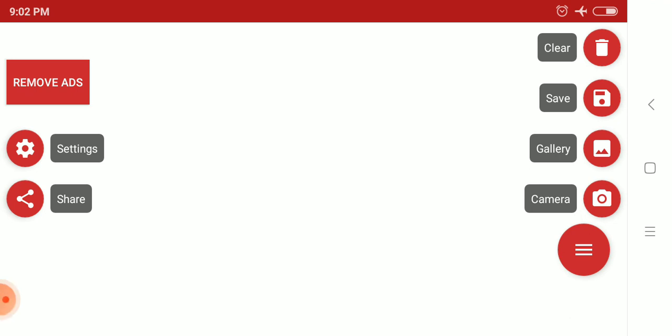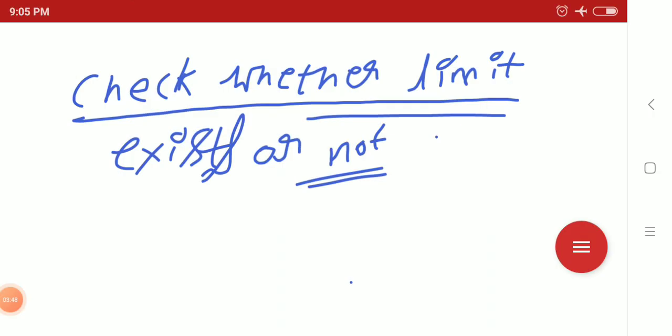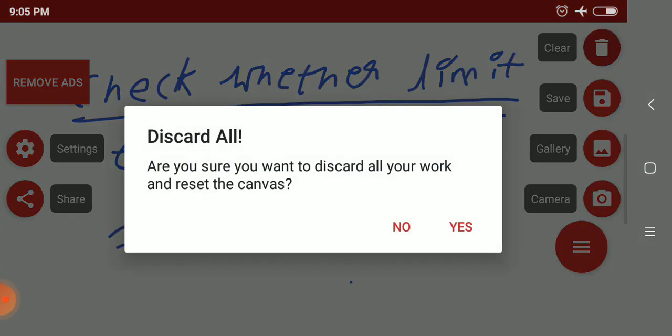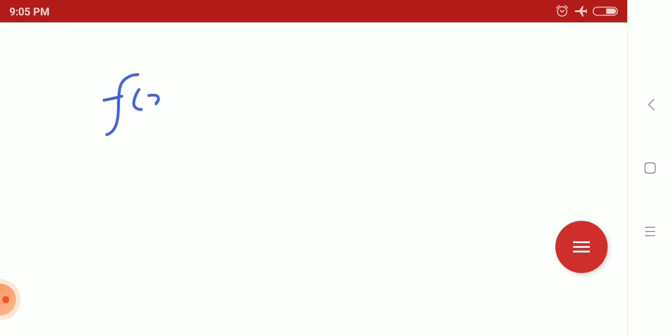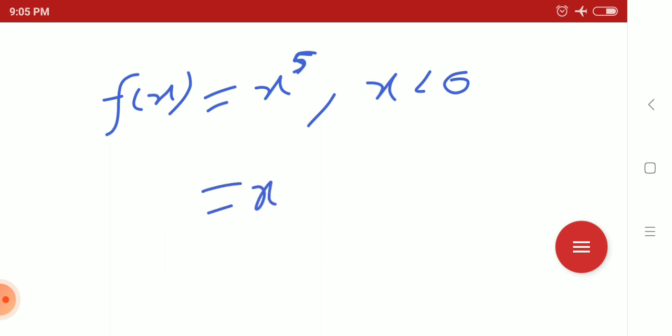What is the limit of a complex function? But before that, let us discuss another important thing, how to check whether a limit exists or not. Let us take an example of a real function. Suppose you have a function f of x equals x to the power 5 for x less than 0, and x plus 9 for x greater than 0.